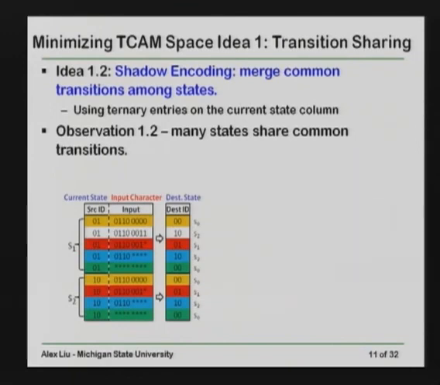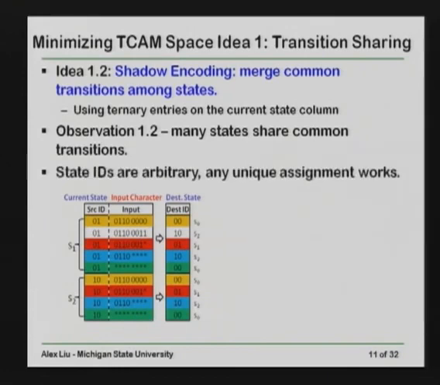However, right now it's impossible because the source state ID for S1 is 0, 1, and the source state ID for S2 is 1, 0. If you specify 1, 0 by 1 star, this rule 1 star doesn't match 0, 1. And if you replace it by star star, it will match 0, 0 also. So the good news is that the state IDs, we can assign them arbitrarily, right? State IDs, you can assign them in any way you want.